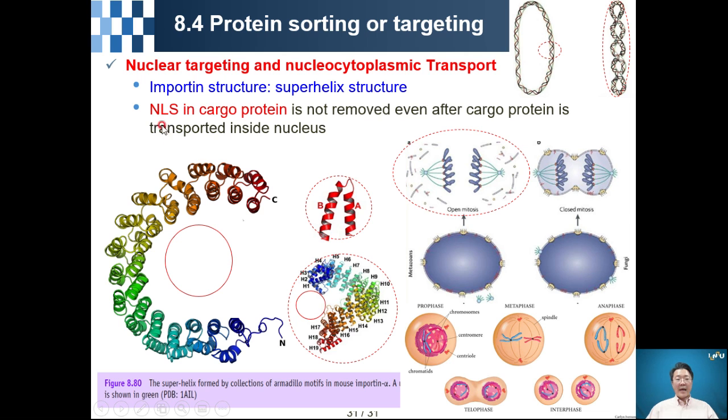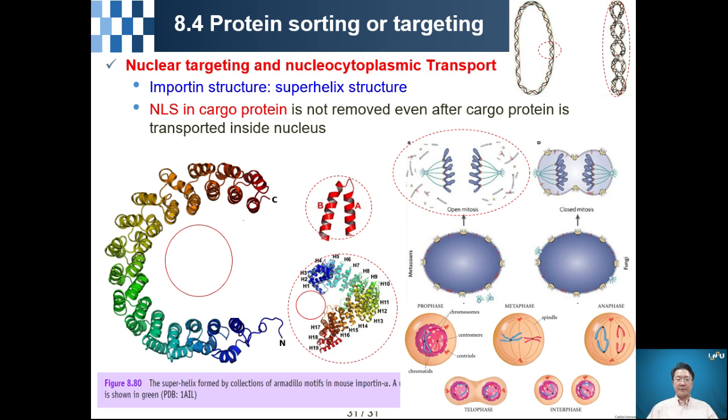If the NLS sequence is removed, the nuclear protein can be lost, because the NLS disappears. Because they are doing open mitosis, during open mitosis the protein can go to the cytoplasm, but if there is no NLS sequence, the protein cannot go back inside the nucleus. That's why the NLS in the cargo protein is not removed even after the cargo protein is transported inside the nucleus.